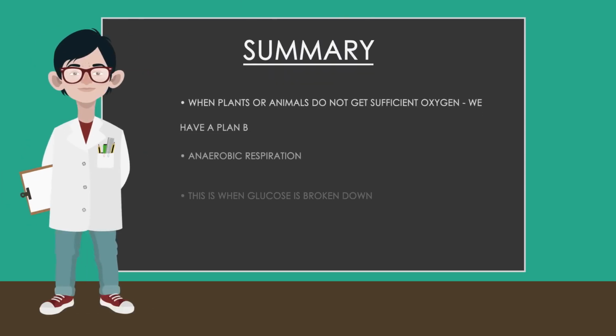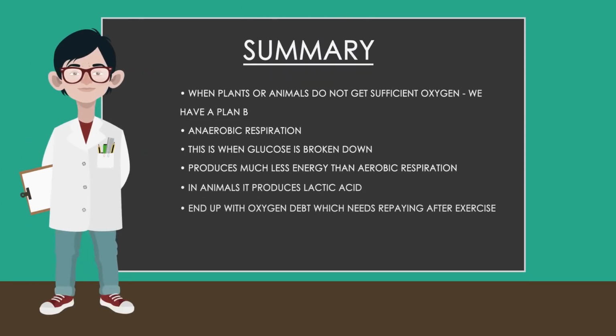So you should now know that when our heart and lungs cannot keep up with the oxygen demand, or plants do not have access to sufficient oxygen, we have a Plan B: anaerobic respiration. This is when the glucose is broken down directly, but it produces much less energy than aerobic respiration, which is why it's the second choice. And in animals it produces lactic acid as a byproduct, which causes muscle cramps, and so we end up with an oxygen debt which needs repaying after exercise has stopped.